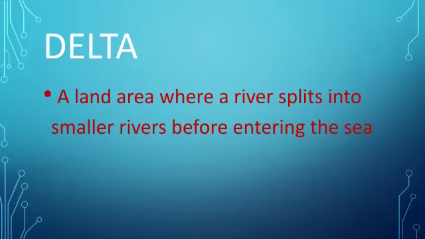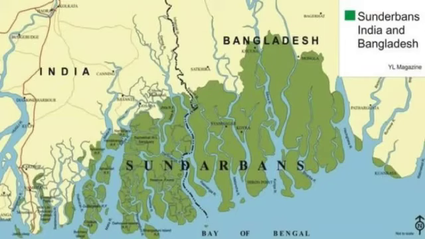The Sundarban Delta. What is a delta? A land area where a river splits into smaller rivers before entering the sea. Delta is a land area जहाँ पर रिवर जो है छोटे छोटे पार्ट्स में डिवाइड हो जाती हैं बिफोर एंटरिंग द सी. इट स्प्लिट्स, फैल जाती हैं, अलग अलग हो जाती हैं छोटी छोटी ब्रांचेस में, and these are called distributaries. So these distributaries make delta. In this picture you can see here are so many distributaries in Sundarban Delta, and all these distributaries have created this delta here.